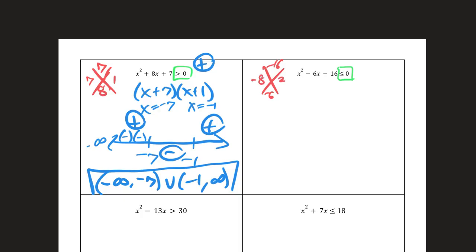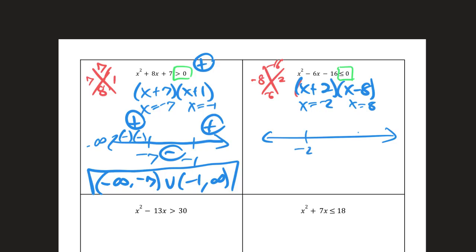I can use negative 8 and positive 2. So then my factors are x plus 2 and x minus 8, which means my critical numbers, my roots, are negative 2 and positive 8 for my sign chart. Check a number in that first interval, so anything between negative infinity and negative 2. Most people just go to negative 3, but if you wanted to do something very negative, like negative 1,000, you can.